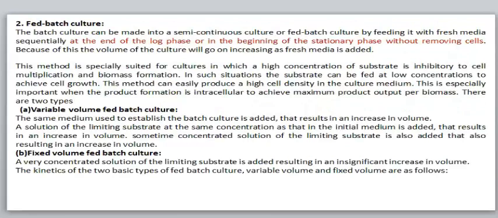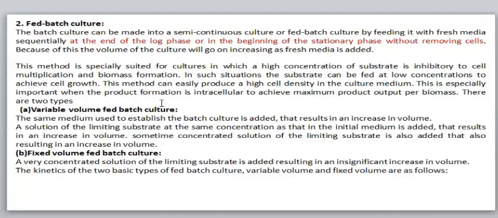Now the second type is the fed batch. Fed batch culture is designed to keep the media or the cell mass in exponential phase only. So at the end of the log phase or in the beginning of the stationary phase, without removing cells, we add fresh medium containing the same nutrients.